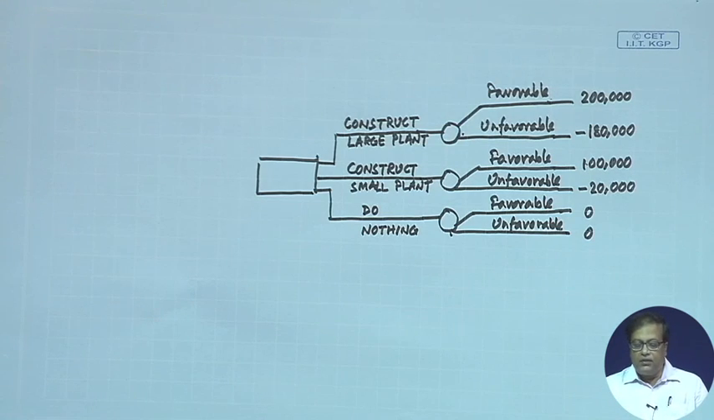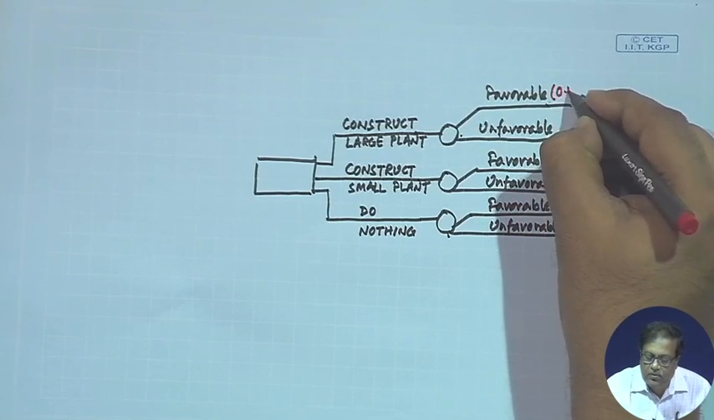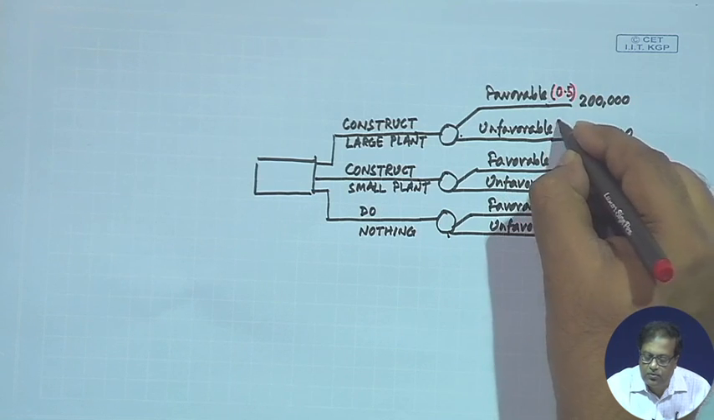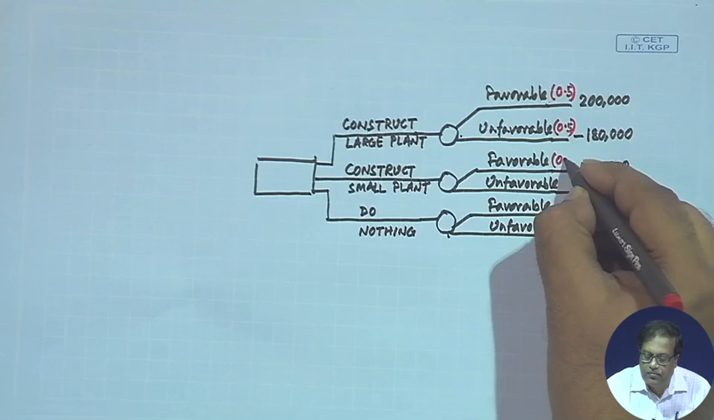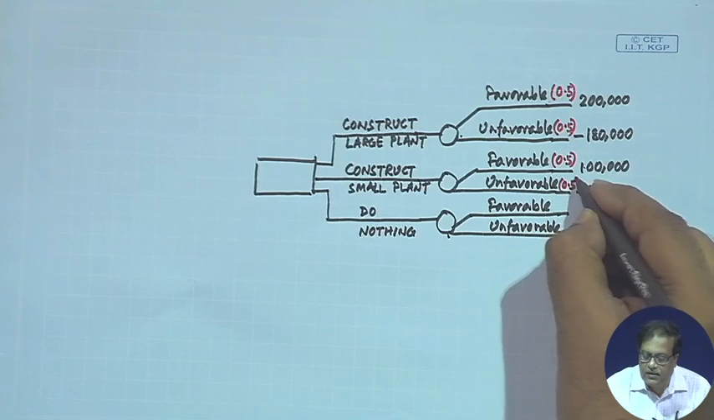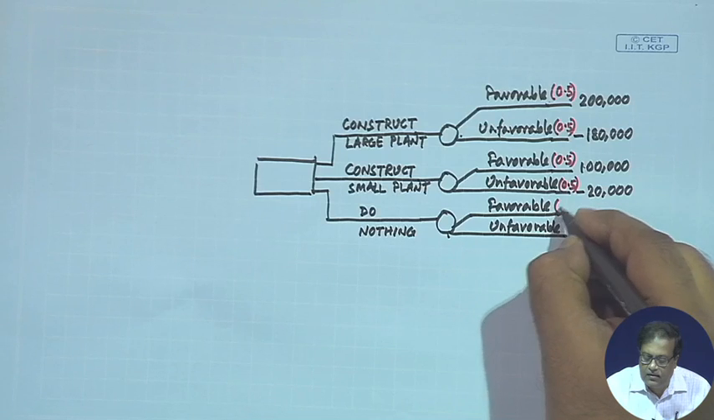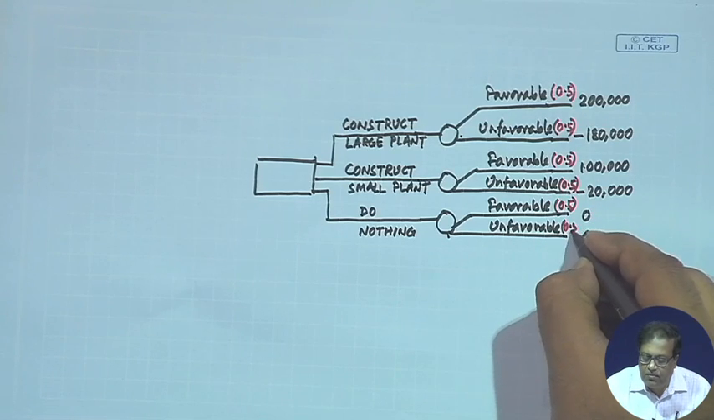Now, each of these states of nature also has a probability. We write those probabilities here. All these probabilities, we know, are 0.5 and 0.5. Now, if you recall, in our first or second class, we had dealt with the types of decision maker.